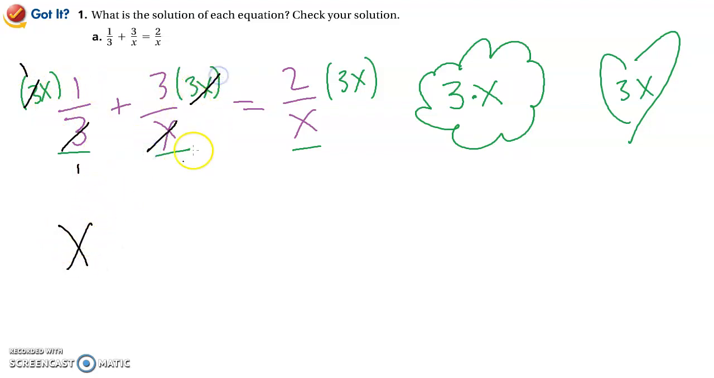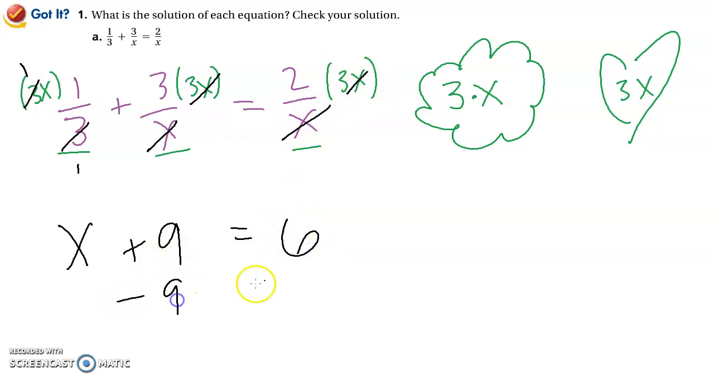x times x cross cancels, so I got 3 times 3 equals 9, is equal to x, and x cross cancels, and this is equal to 6. So if I subtract 9 on both sides, x equals -3. Alright, so I end up getting a value of x is equal to -3.